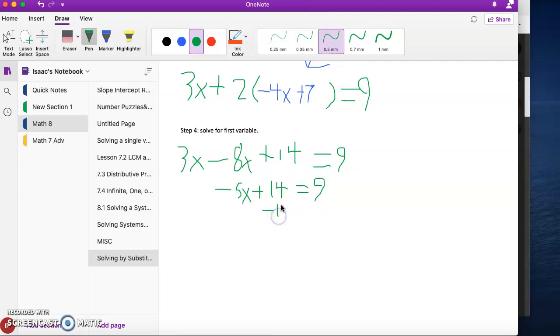Subtract 14 from both sides. That gives us negative 5x equals negative 5. Again, I'm just treating this like I'm just solving for x because for the moment that's what I'm doing. Now I'm going to divide by negative 5 on both sides and I'll get the first half of my answer. I'll get x equals 1.